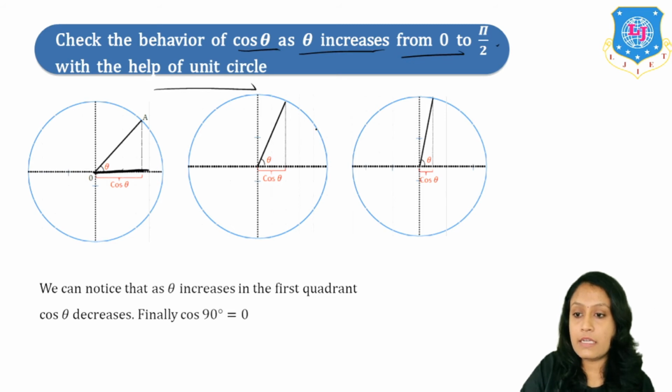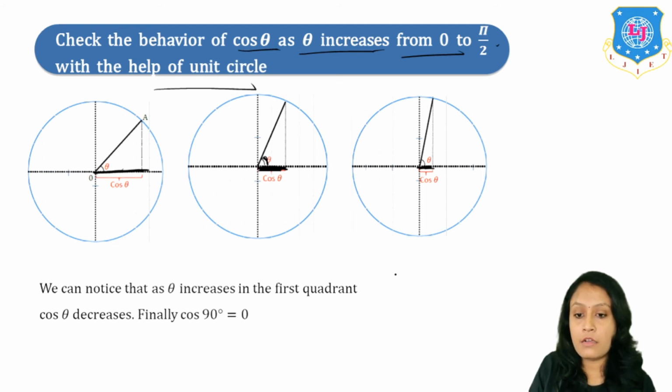Now we are increasing the angle theta. Okay, so this is now our angle theta. So your x coordinate, that is cos theta, is this. Again we are increasing the theta, so this is the cos theta. So you can see that as we are increasing the angle, the cos theta decreases.